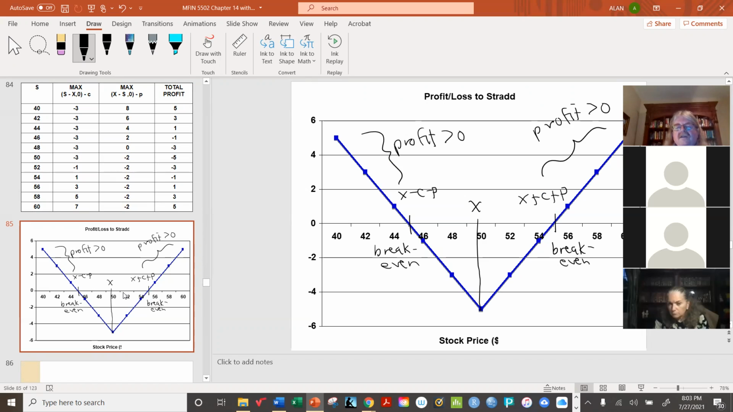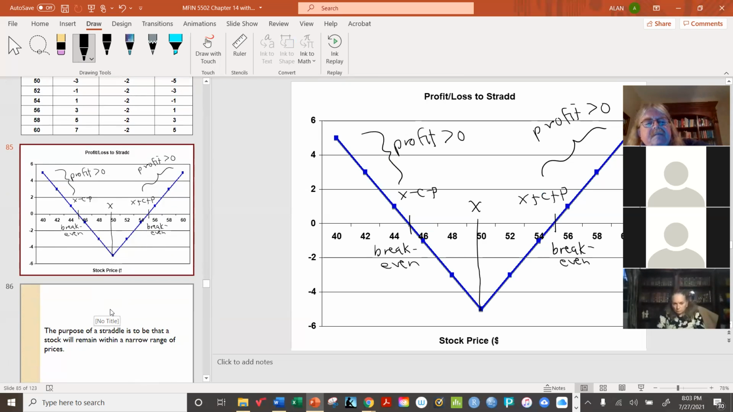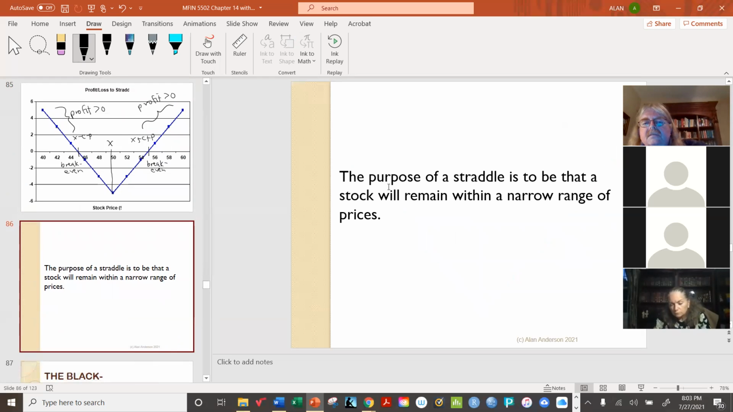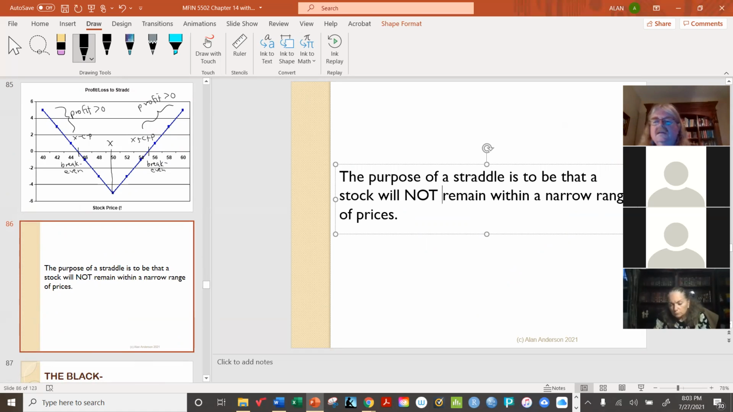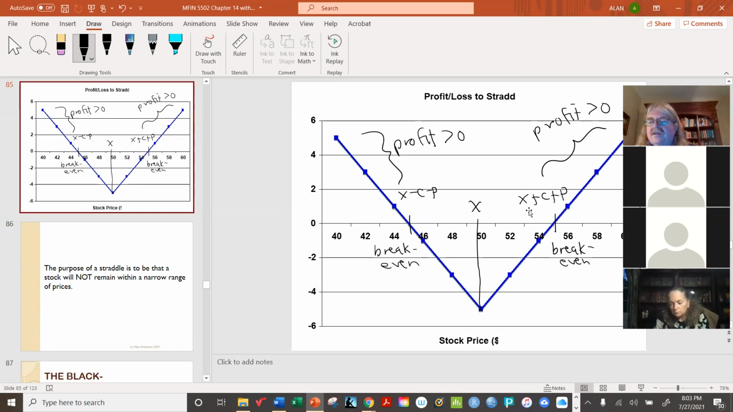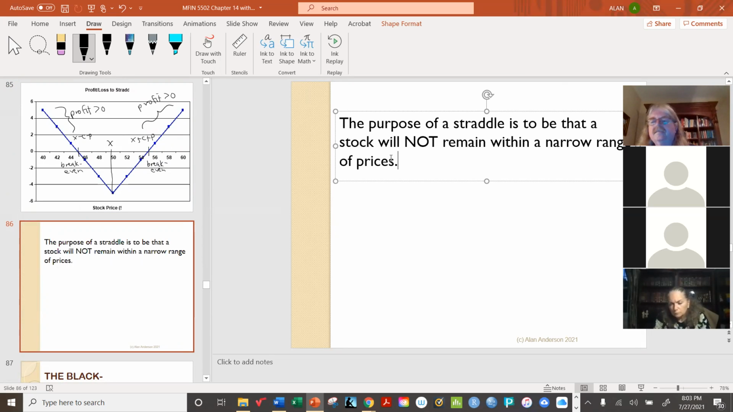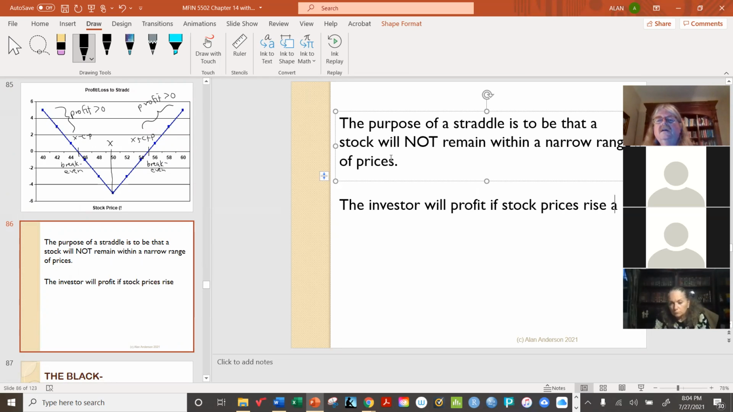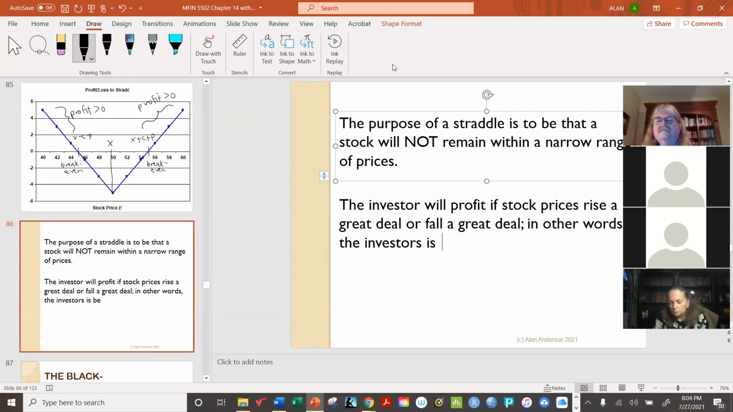Okay. Now, here's the challenge. What exactly are we hoping to accomplish with this thing? This is an unusual situation. We're basically betting that the stock will not remain within a narrow range of prices. In other words, we're hoping that the stock price either goes up or down. So in other words, we will make money if stock prices rise a great deal or fall a great deal. In other words, the investor is betting on volatility.